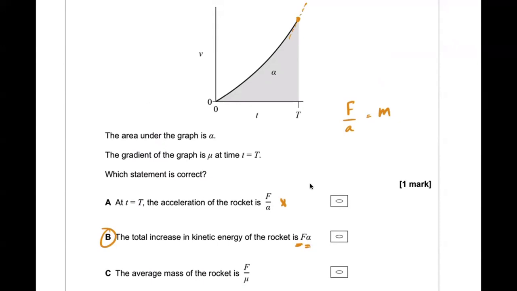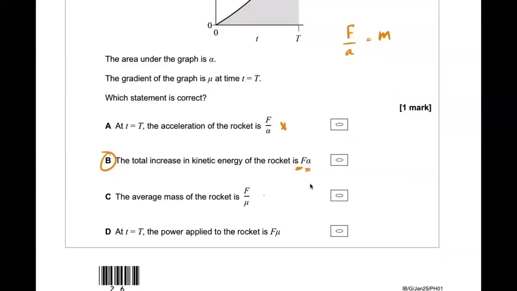If you assumed this as a straight line, and if you found this acceleration, then that would be the average acceleration, and the force divided by that would be equal to the average mass. But as it stands, this is also wrong. At t equals to T, the power applied to the rocket is F mu. F mu means Fa, which is not anything that we know of, force times acceleration. So that's wrong.